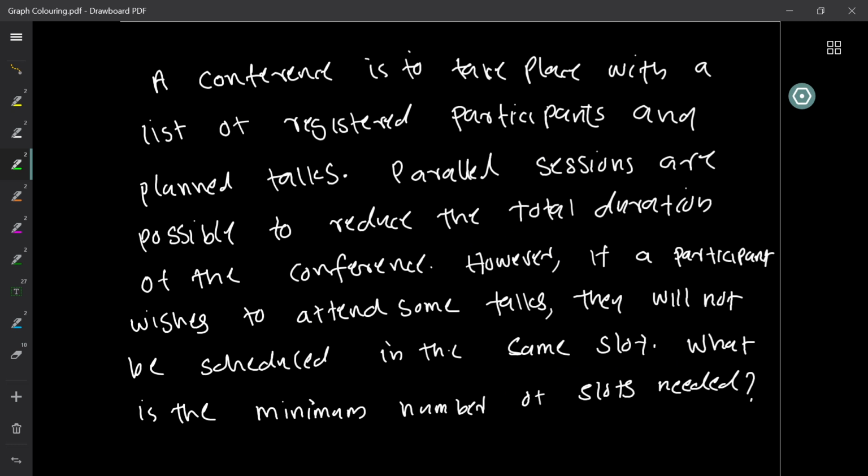So another example is, let's say that there is a conference that is to be conducted, and we have a list of registered participants, right? And then they have talks which are planned. Now, to reduce the duration of the conference, typically what people do is to have several parallel sessions, right?